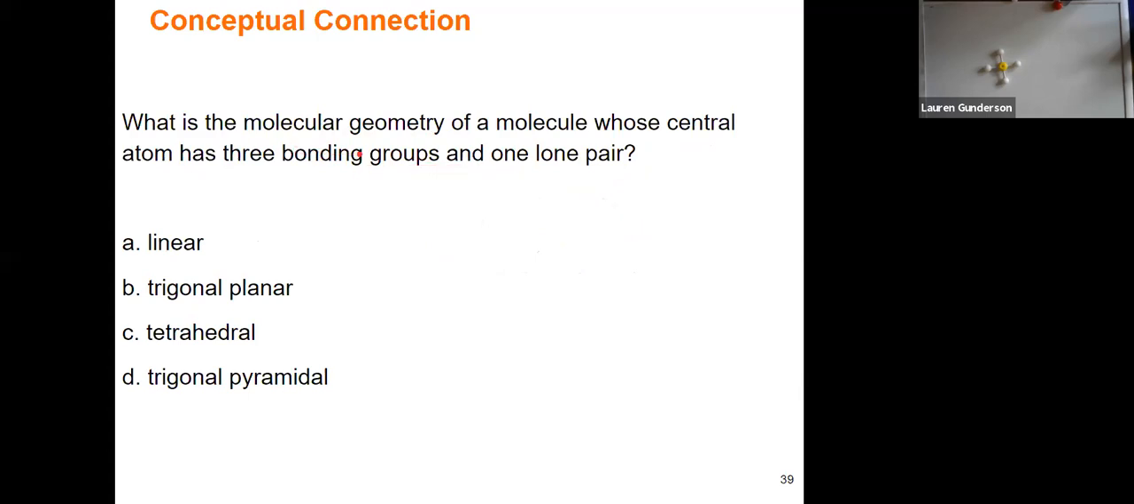What is the molecular geometry of a molecule whose central atom has 3 bonding groups and 1 lone pair? So 3 bonding groups and 1 lone pair means that you're going to have a tetrahedral electron geometry. But what does that mean for your molecular geometry? When you remove one of those bonding pairs and you replace it with a lone pair, that describes your trigonal pyramidal molecular geometry.